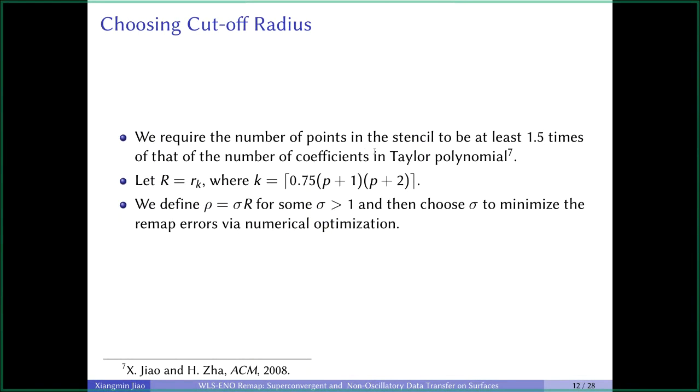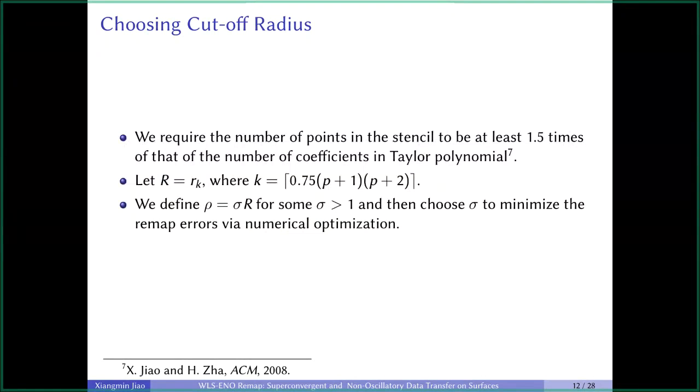So, for example, if you have 10 coefficients, we want to have at least 15 points in the neighborhood. So from that, we choose this R. And then the cutoff radius is sigma times R, and this sigma is required to be greater than 1. Okay. And now, how do we choose this sigma?